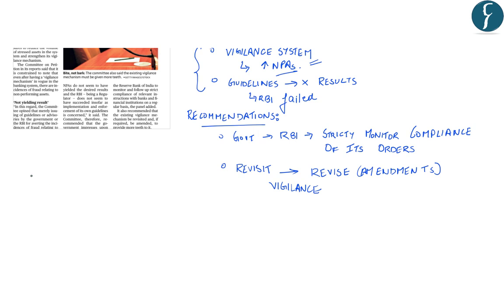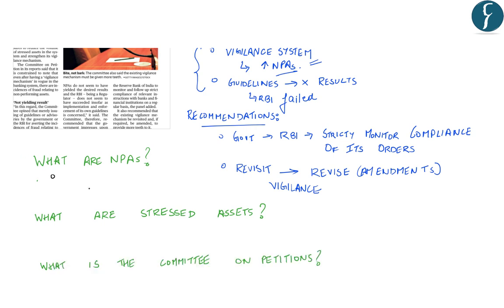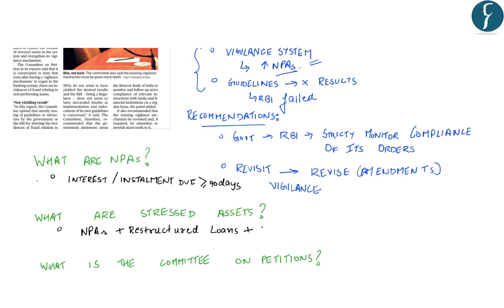So the few things to learn from this article are what are NPAs, what are stressed assets, and what is the Committee on Petitions. NPAs are called non-performing assets, and these are basically those loans of which interest or installments are due for greater than or equal to 90 days. So what are stressed assets? Stressed assets are defined as NPAs, plus restructured loans, plus written off assets.